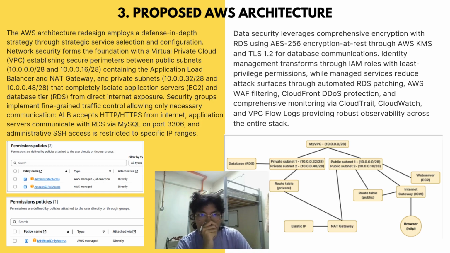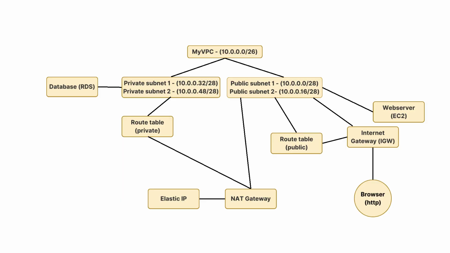You can see that data security leverages comprehensive encryption, with the Relational Database Service using AES-256 encryption at rest through AWS KMS and TLS 1.2 for database communications. Identity management transforms through IAM roles with least privilege permissions, while managed services reduce attack surfaces through automated RDS patching, AWS WAF filtering, CloudFront DDoS protection, and comprehensive monitoring via CloudTrail, CloudWatch, and VPC flow logs, providing robust observability across the entire stack. Thank you.